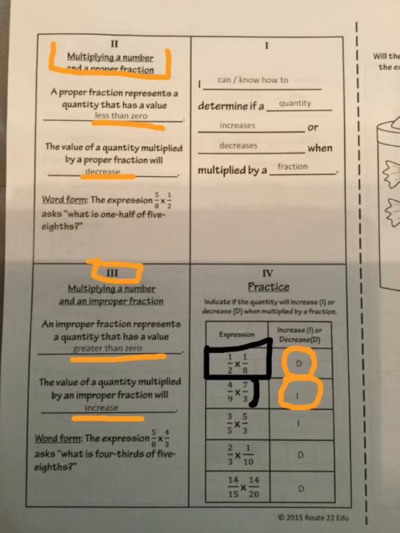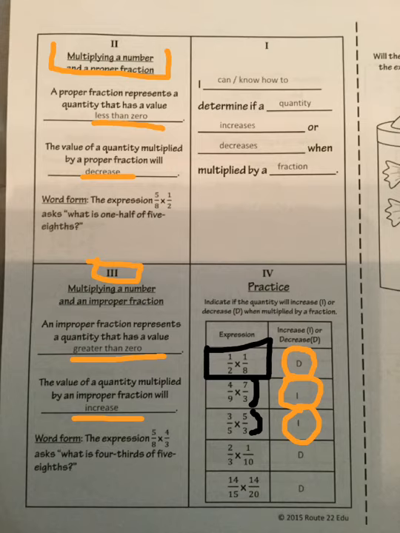3/5 times 5/3. Again, my first fraction, the numerator is smaller than the denominator. So I'm not going to see an increase with this one, but I'm multiplying by a fraction where the numerator is larger than the denominator, which is 3. So that does indicate we are going to get an increase.